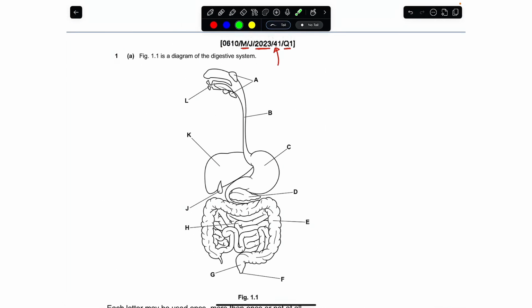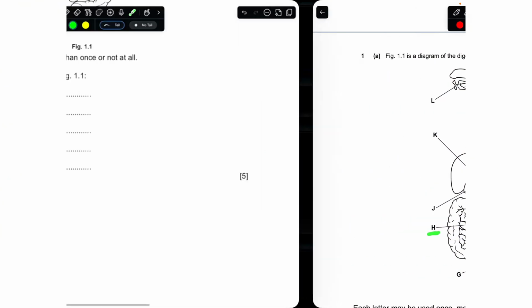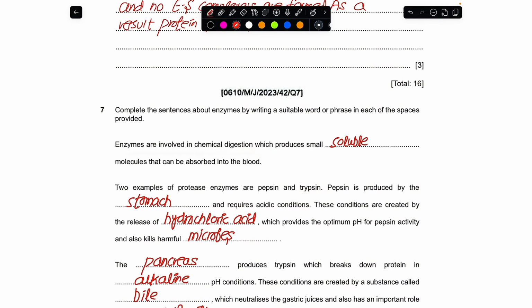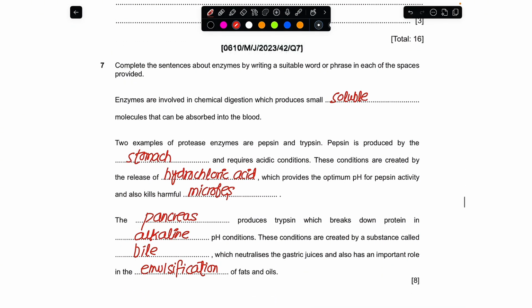Trypsin is a protease enzyme. Although it is produced by the pancreas, it would be brought to the small intestine with the help of the pancreatic duct. So again, the trypsin would be acting within the small intestine, and we would be writing the letter H for it. Now coming to a question from May June 2023.